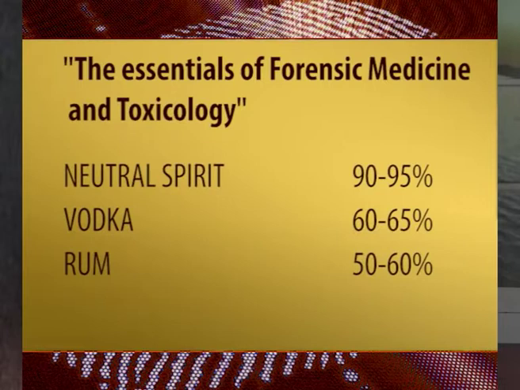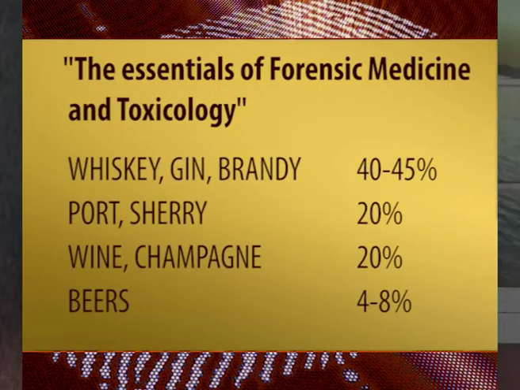The approximate percentage of alcohol by volume in some of the common beverages is as follows. It is taken from the book The Essentials of Forensic Medicine and Toxicology. Neutral spirit 90 to 95%, vodka 60 to 65%, rum 50 to 60%, whiskey, gin, brandy 40 to 45%, port, sherry 20%, wine, champagne up to 20%, beer somewhere between 4 to 8%.